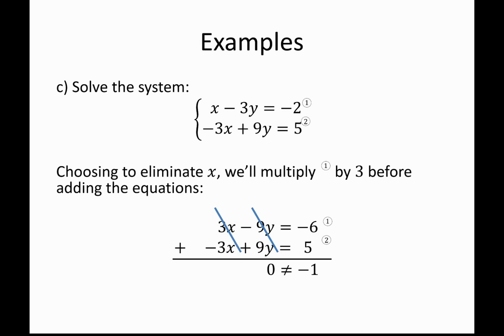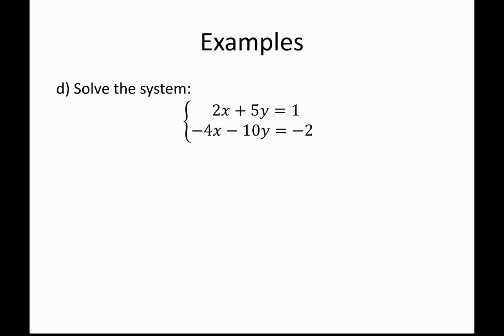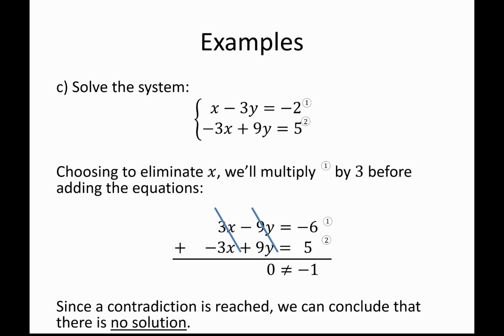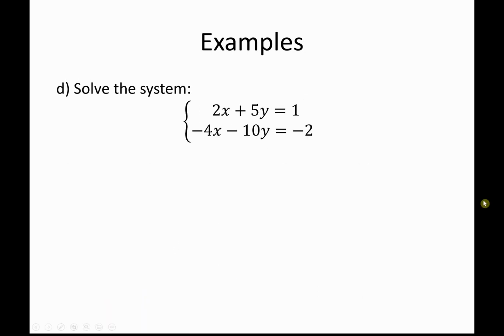What do we do when we reach a contradiction in trying to find the solution to a system of equations? That means we have no solution. You can represent that with an empty set, the little 0 with the slash in it, or just use the phrasing no solution as I've done here. Okay, great. Moving on to the next example.